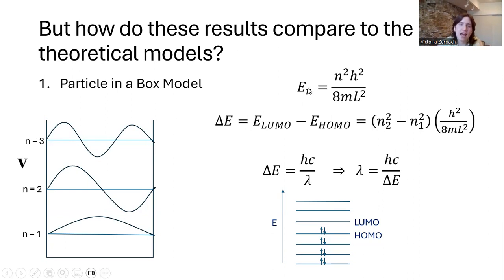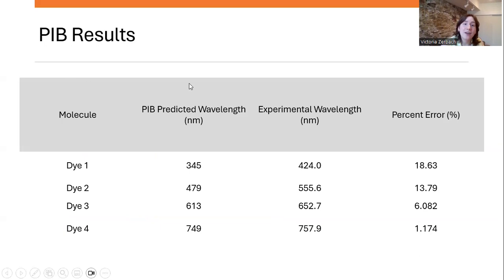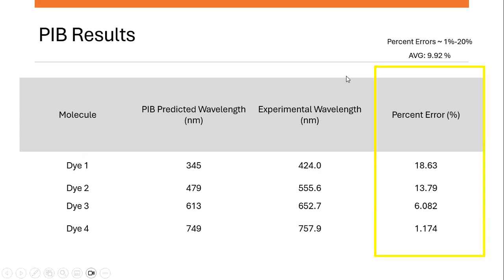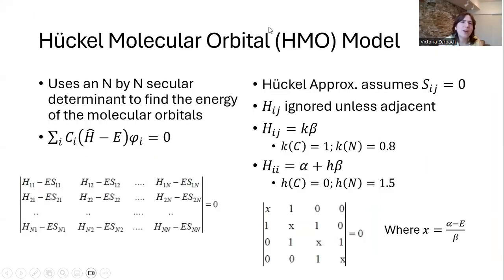So we calculated the energy gap between the HOMO and the LUMO. Essentially this n1 here is number of pi electrons over 2, and then n2 is n1 plus 1, where the length was calculated with bond length. And from this energy, we could calculate wavelength, which is what we got for all of the molecules. Comparing that to experimental wavelength, there were percent errors ranging from 1 to 20%. So it was pretty good for dye 4, but not very good for dye 1, with an average error of about 9.9%.